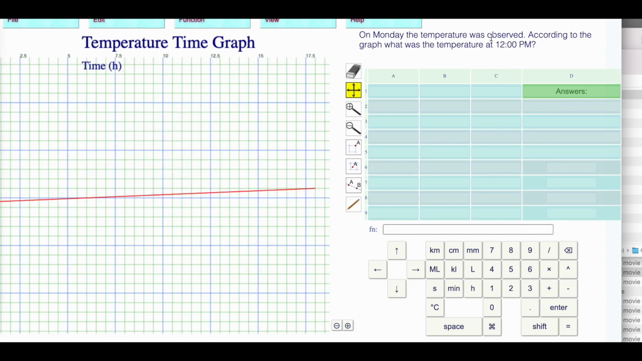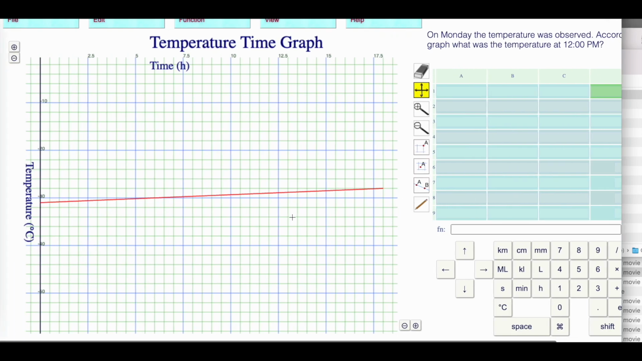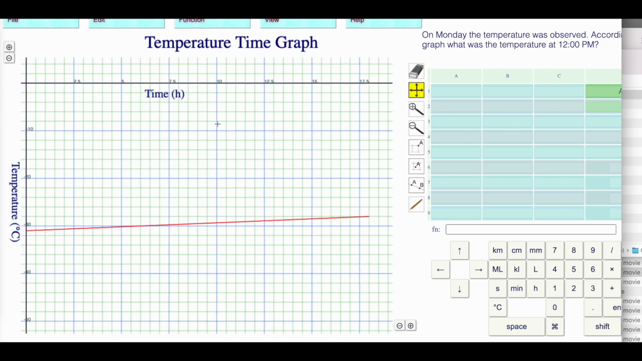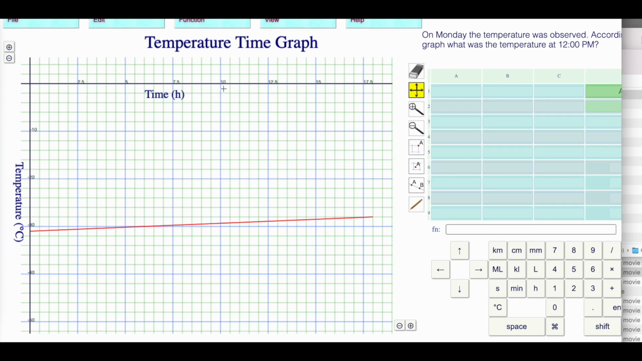On Monday, the temperature was observed according to the graph. What was the temperature at 12 p.m.? The numbers are up here because our temperatures are negative. That means that our x-axis would be up here somewhere. At 12 p.m. This is 10 p.m., 10.5, 11, 11.5, 12. 12 p.m. is going to be right here.